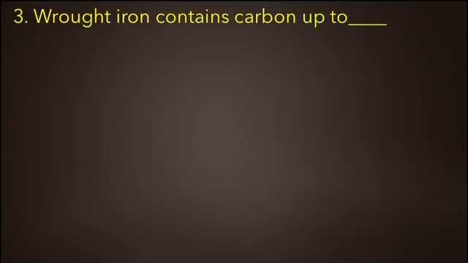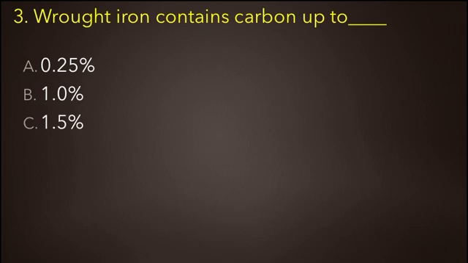Let us see the third question. Wrought iron contains carbon up to dash. We have options: A. 0.25%, B. 1%, C. 1.5%, D. 2%. The right option is 0.25%.